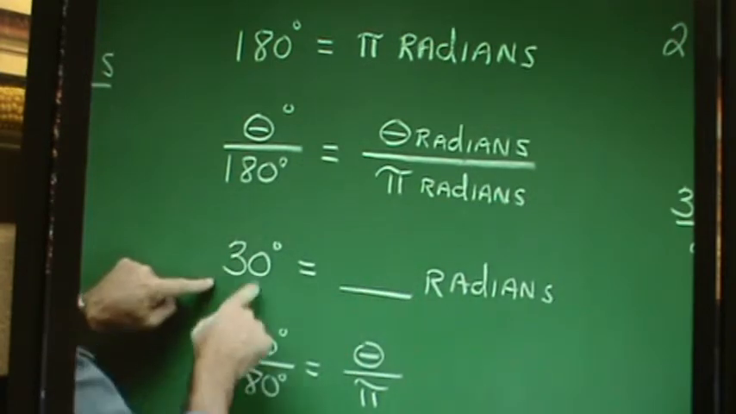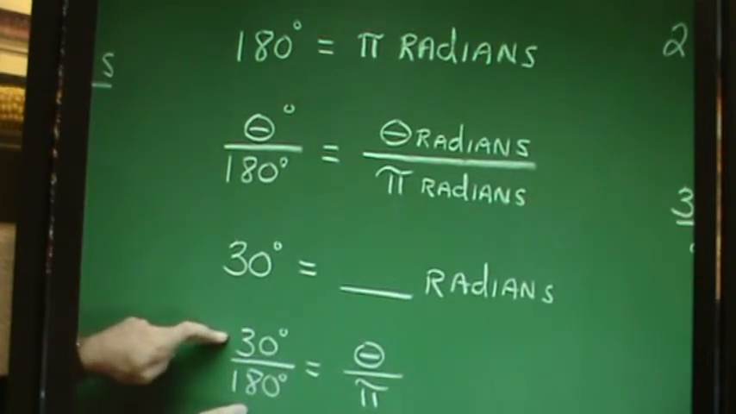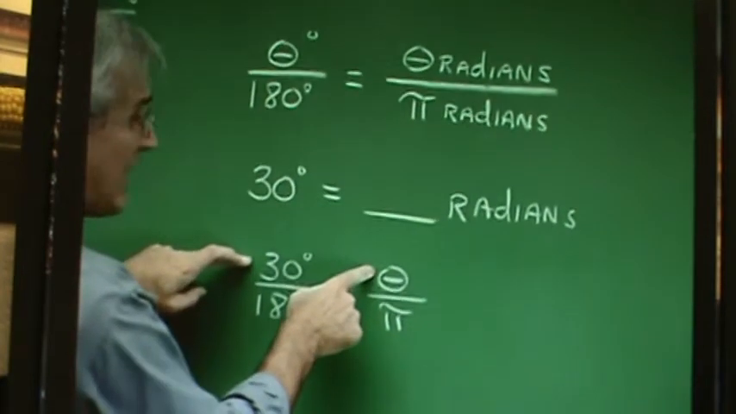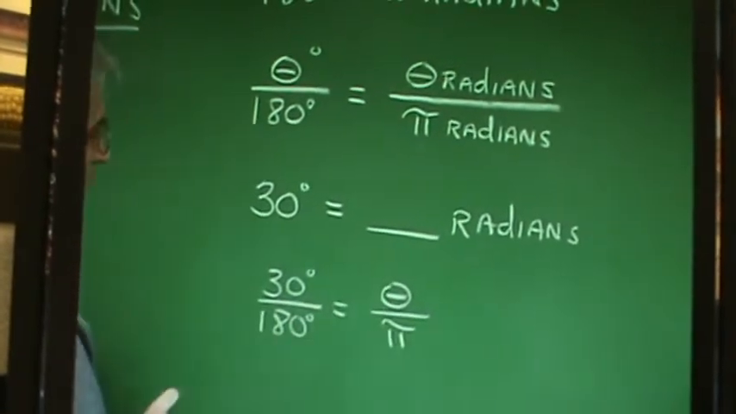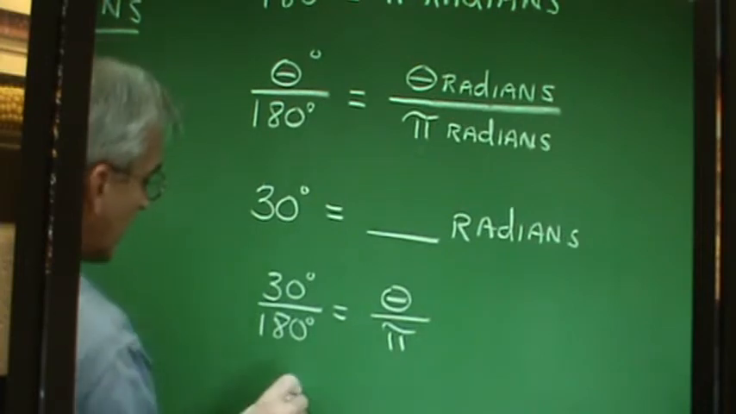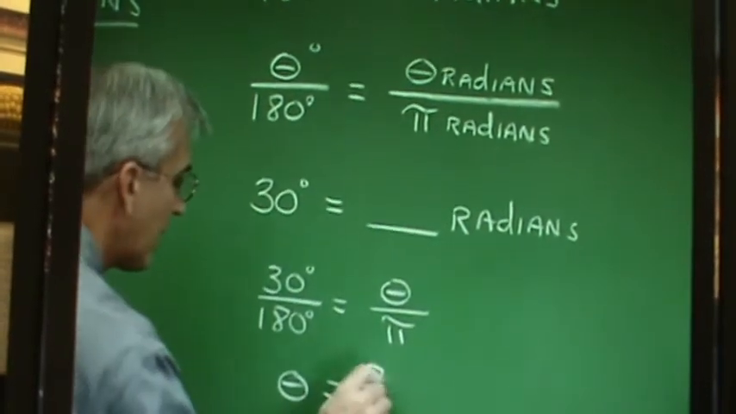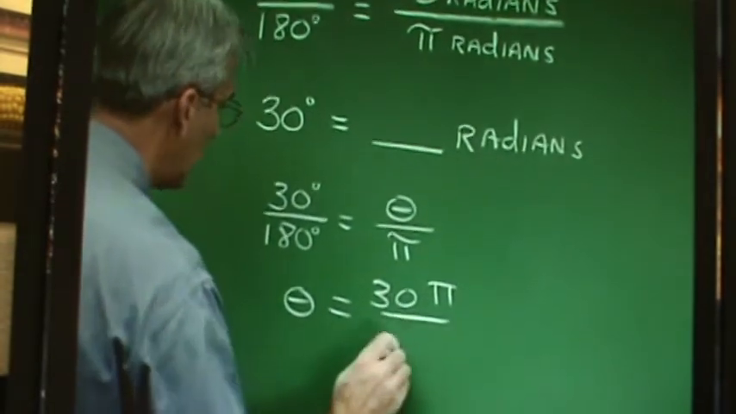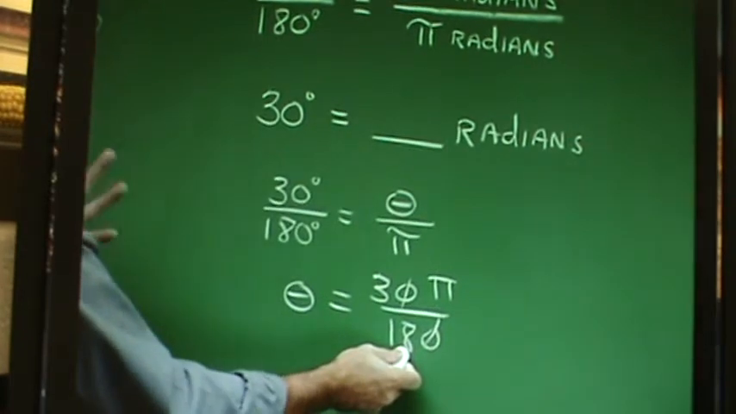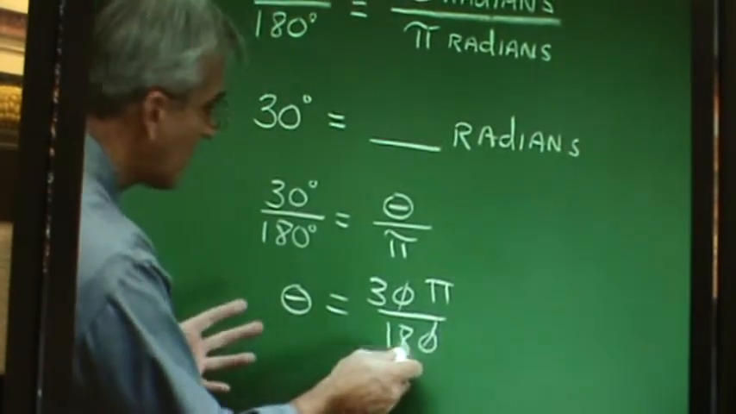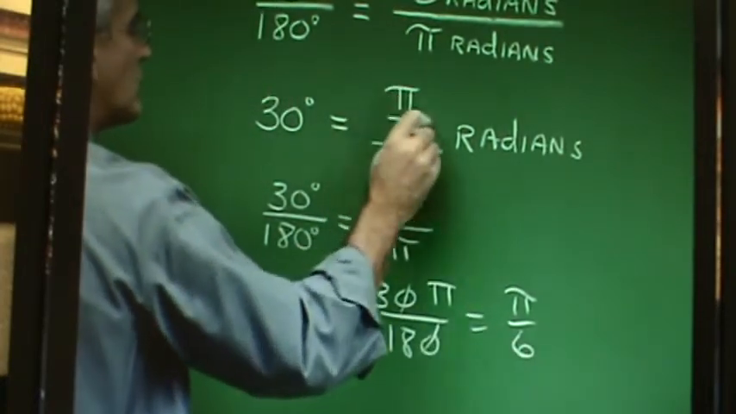That is 30 degrees. How many radians? Well, 30 degrees corresponds with 180 degrees in the same way as theta in radians corresponds with pi. And now we solve this for theta. It's pretty easy, I think. Multiplying by pi on both sides, we get 30 pi over 180, and then these go out, and 3 over 18, oh, that's 6, and so it's pi over 6. So it's pi over 6 radians.